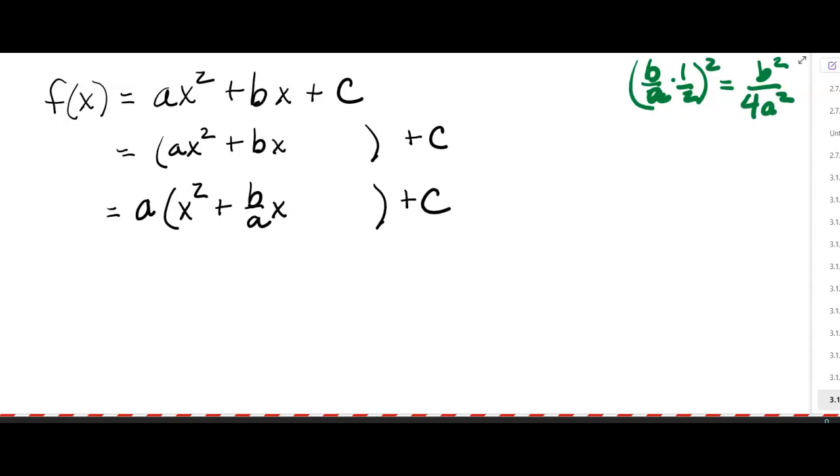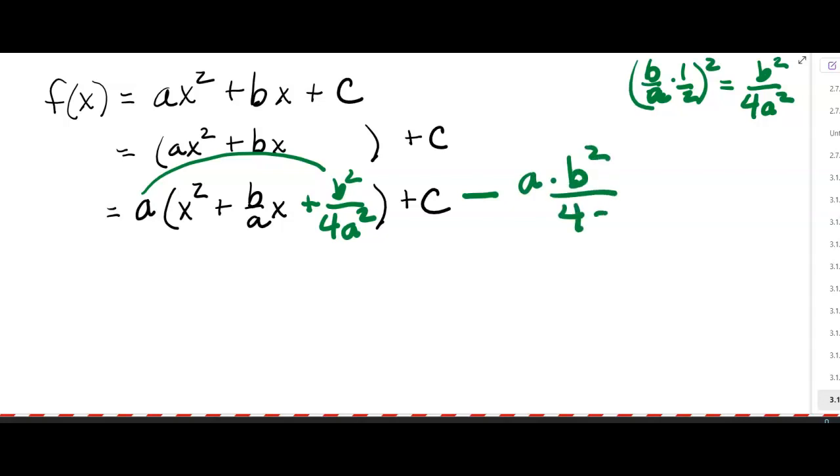That's going to be the one we want then. So this is where it all comes into play. We're going to add b² over 4a². Okay, that's fine. We can do that. But now we have to subtract, do the opposite of adding. So we're going to subtract a times that. So it's a times b² over 4a². Okay? That's the part you've got to wrap your mind around.